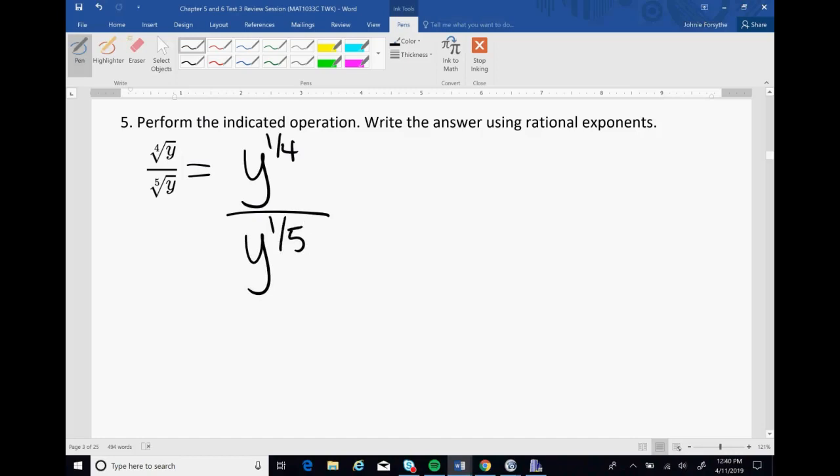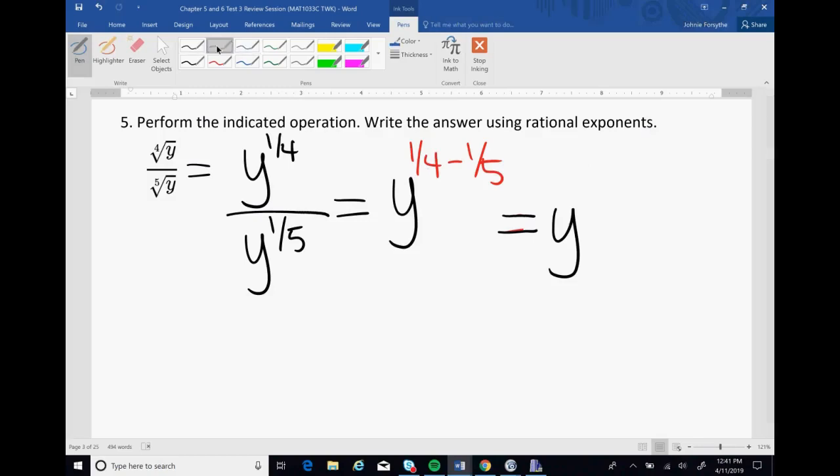So now we have exponents and we're dividing and they have the same base, so we can simplify that. We're going to subtract the exponents. That's going to be y to the 1/4 minus 1/5. And to subtract exponents, you must have a common denominator. So we have 4 and 5. Let's make that common denominator 20.